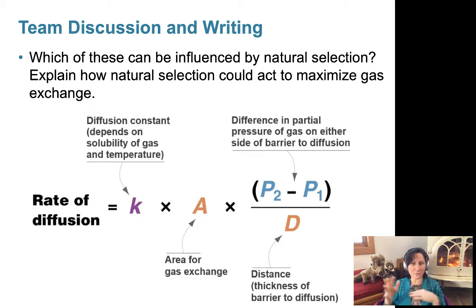Clearly, a variety of animals have different sized areas for gas exchange. So A would be one variable that could be acted on by natural selection to maximize gas exchange. Also, the thickness of the barrier, right? The thickness of the membrane could be influenced by natural selection to maximize gas exchange. It can have pressure to decrease, or I suppose, depending on the environment, it could increase, but generally speaking, you're probably going to want to decrease that value.